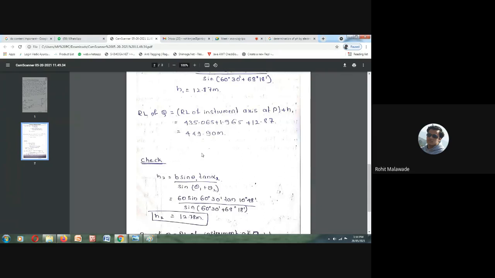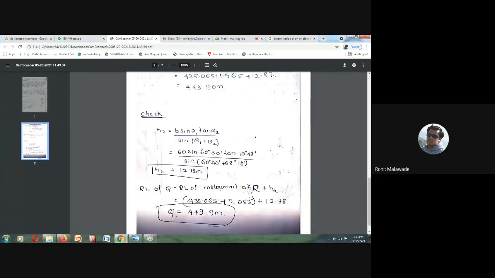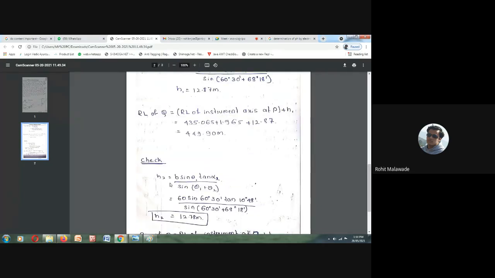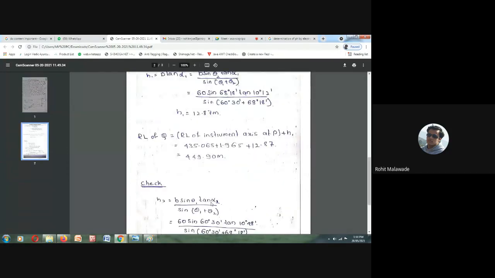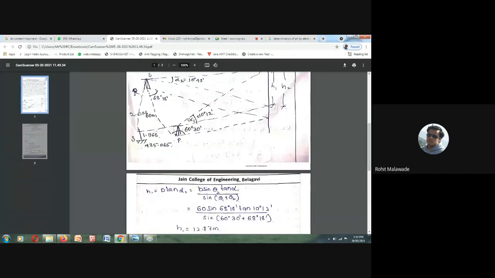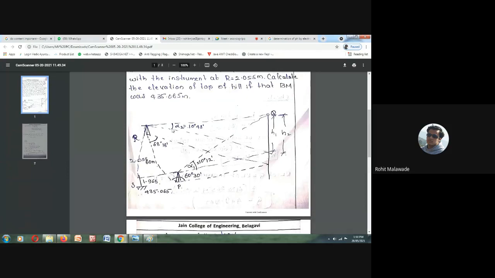449.90. As a check, what are we going to do? As a check, we calculate the height H2. I have to extend till this, but I have done till this. How are we going to get H2? We are going to get it by using the formula B sine theta 1, the opposite side. From R, we are going to note down this particular height H2.